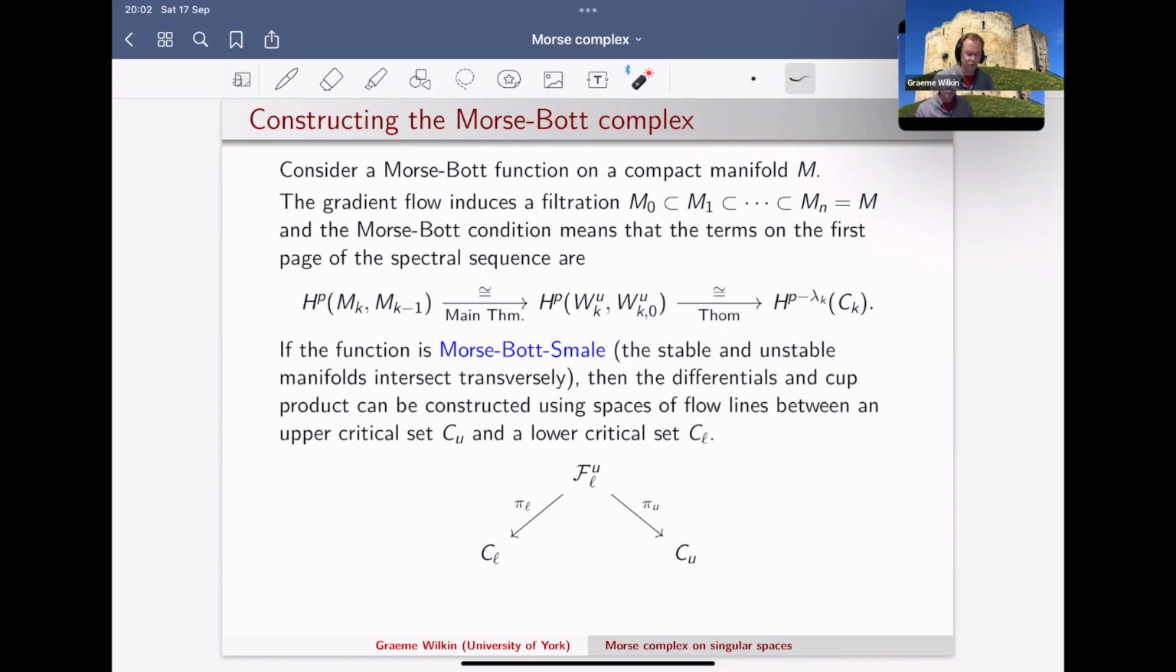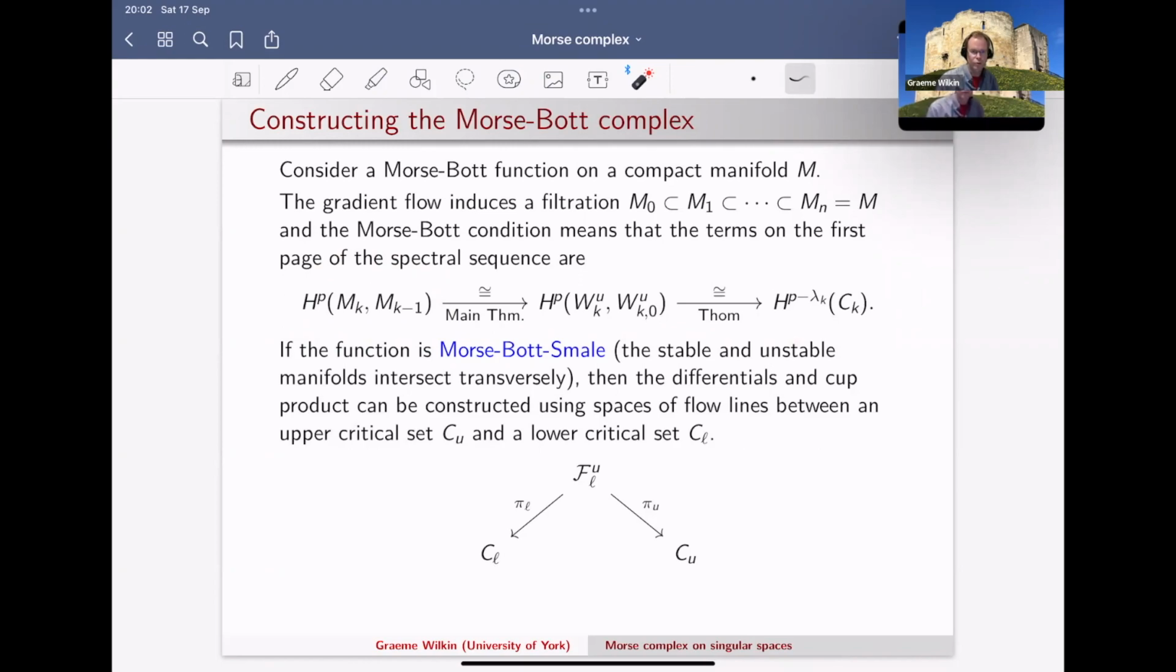In this case, the gradient flow induces a filtration of the manifold. For all the critical levels, you can look at the points that flow down to that level or below, so that fills up the manifold in this way. And the Morse–Bott condition means that on the first page of the spectral sequence, which is made up of terms like this, we have the main theorem that says that we can reduce this to some local calculation around the critical set. And then the Thom isomorphism says that that's just a shifted cohomology of the critical set itself.